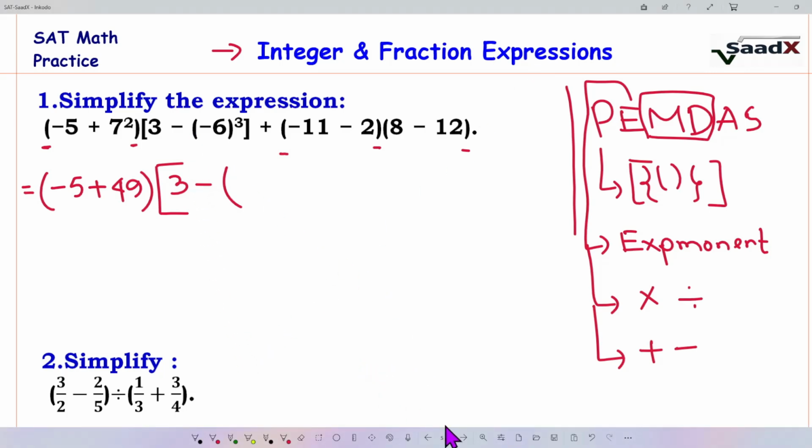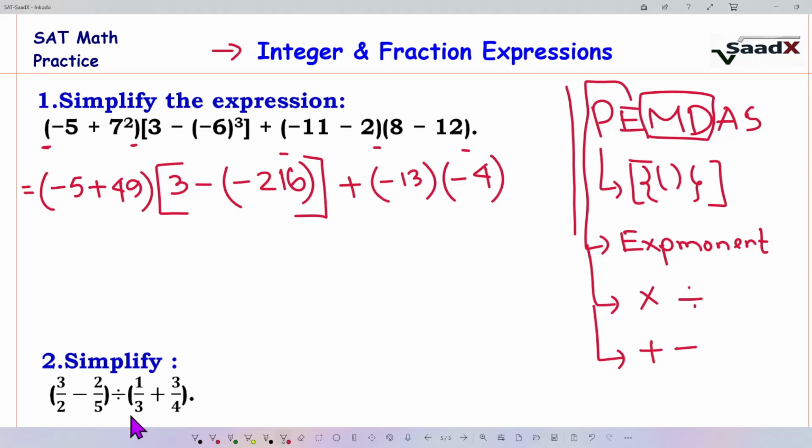Minus cube means minus 1, so it will be minus 216. The bracket is not complete, but in the third bracket here, plus minus 11 minus 2, it will be minus 13, and then here minus 8 minus 12, it means minus 4, right? Then 49 minus 5, it will be 45.